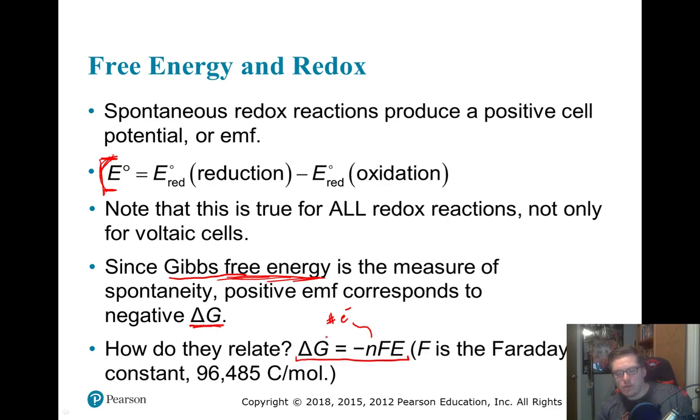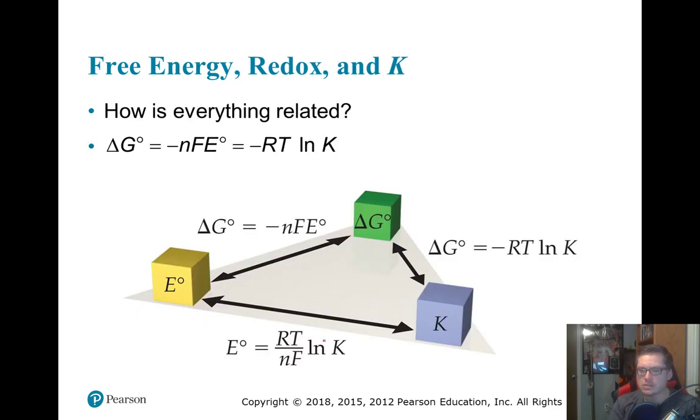Okay, and you can also do this under standard conditions. If you do that, this would simply become delta G naught, or standard, and Faraday's constant and the number of electrons won't change, but E would become standard conditions. So we can relate this to either standard or non-standard conditions. Remember our original formula to find delta G was negative RT natural log of our K value. So we can use this for redox reactions to relate the cell potential, Gibbs free energy, and the K value, our equilibrium constant.